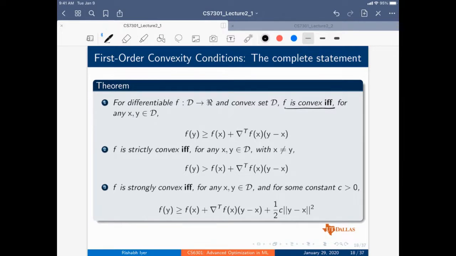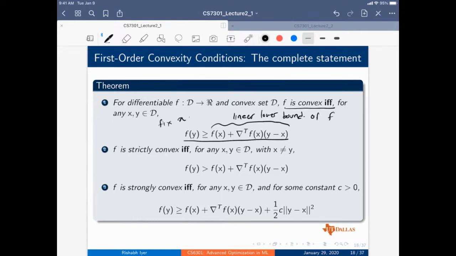Okay, so a function f is convex if and only if the following result holds: for any x and y, we have f(y) ≥ f(x) + ∇f(x)ᵀ(y − x). This is the result that shows that, in some sense, this is a linear lower bound of f.